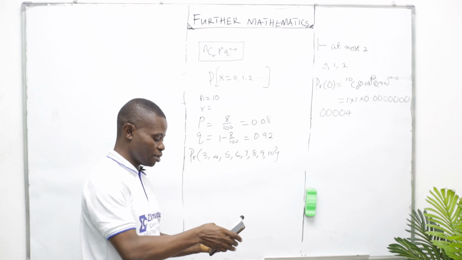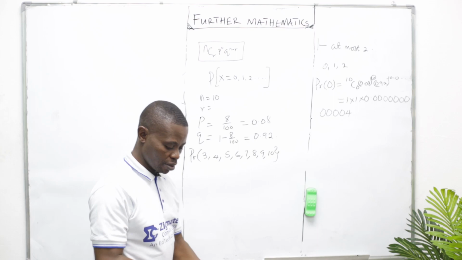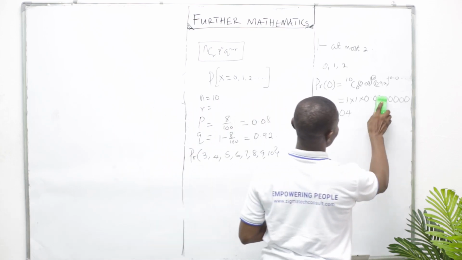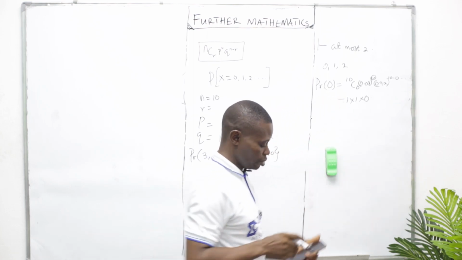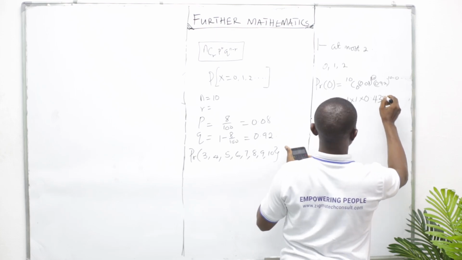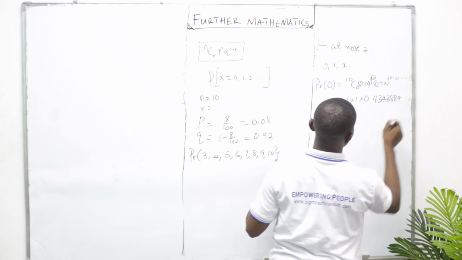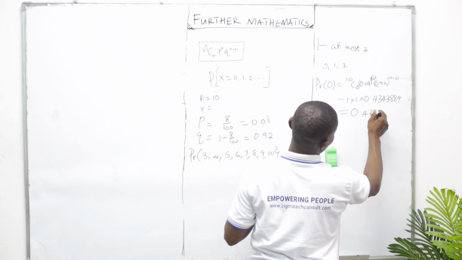0.92 raised to power 10 is 0.43438884. Multiply by 1 to give us the same thing. So keep this one first.